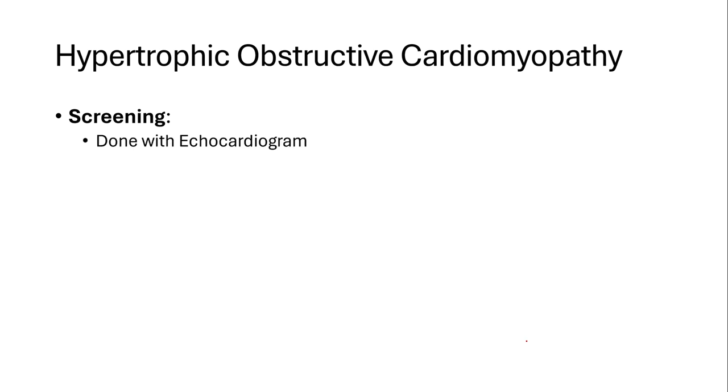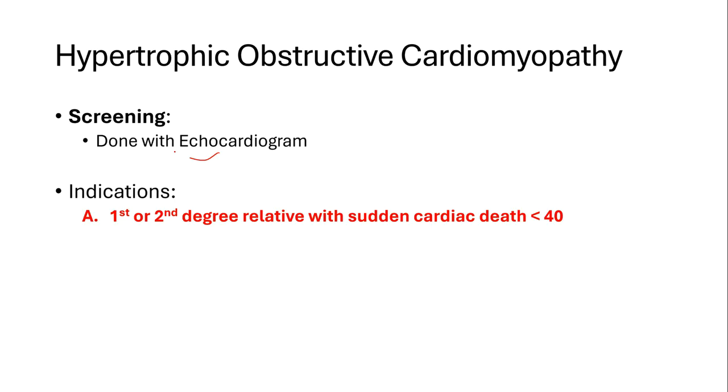This is done with an echocardiogram, nothing more, nothing less. And what you're looking for is all the signs of HOCM. You want to catch it before it causes an issue. So what are the indications for it? Now, there are 4 indications, okay? First or second degree relative with sudden cardiac death in someone less than 40. This has been brought up multiple times throughout this lecture. This is something that I cannot stress enough that is highly important.